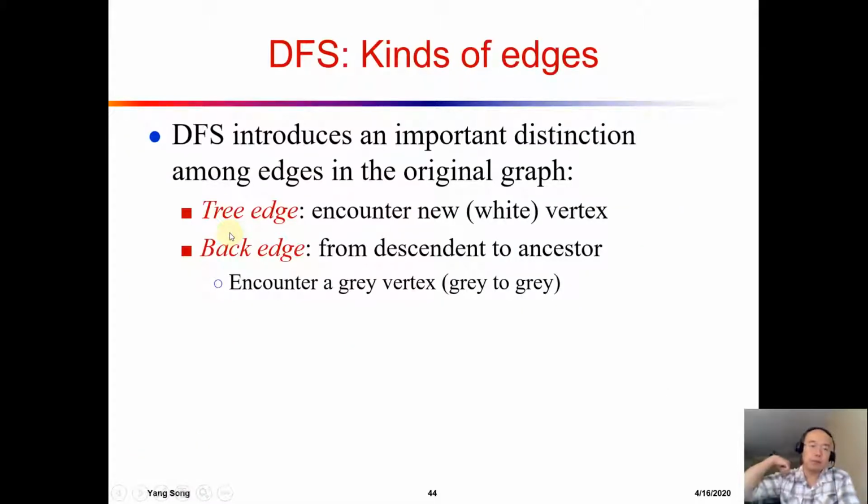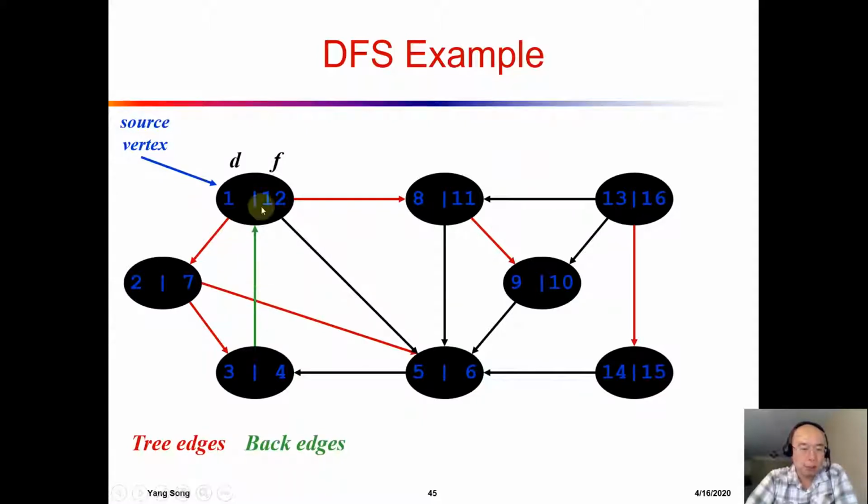So the next part are black edges. For the black edges, they are from descendants to the ancestor. However, they are not part of the tree edges. So for example, like this one. This is from a descendant to the ancestor, which is the tree root. However, it is not part of the tree edges we are going to keep, right?